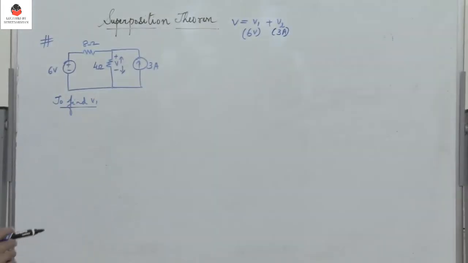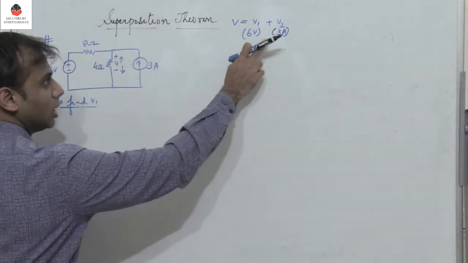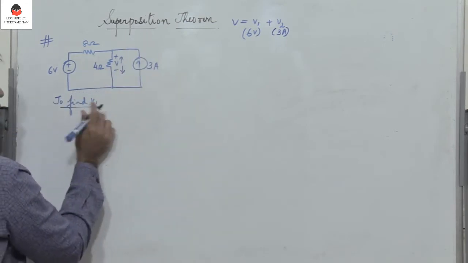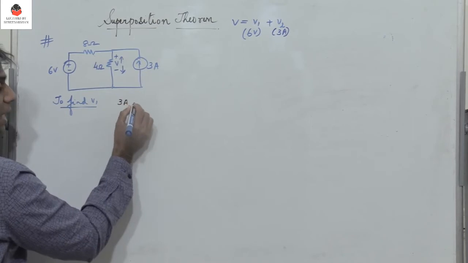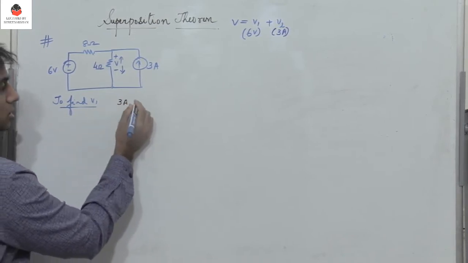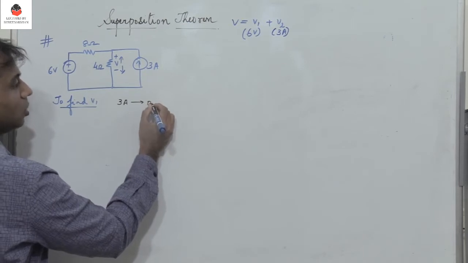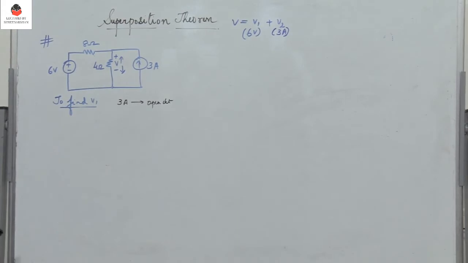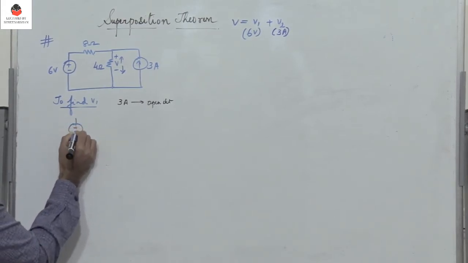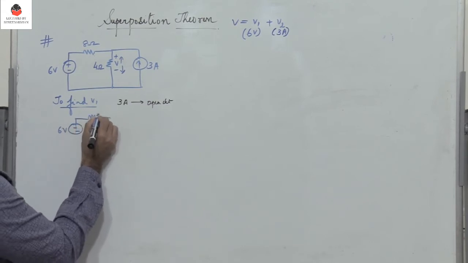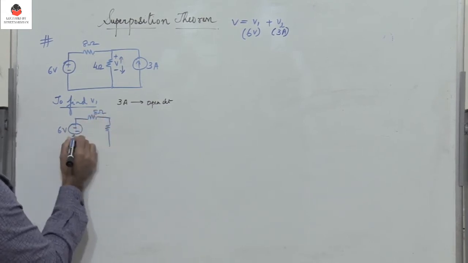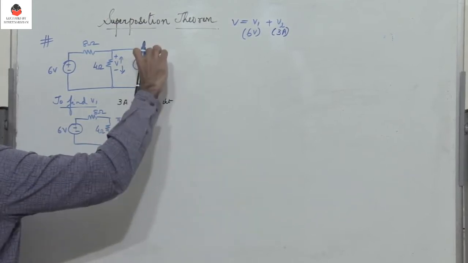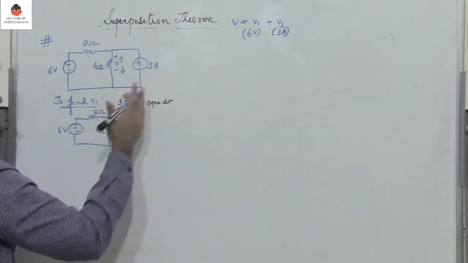as I've already mentioned, using the superposition theorem to find V1, I have to neglect the other source. Here this happens to be a current source, so to find V1, 3A has to be neglected. So how do you neglect 3A? This is a current source, so this has to be replaced by an open circuit. What happens to the circuit? The circuit changes. So we have a 6 volt source, there is 8 ohms and you have 4 ohms, and this is V1. And this current source has been replaced by an open circuit.